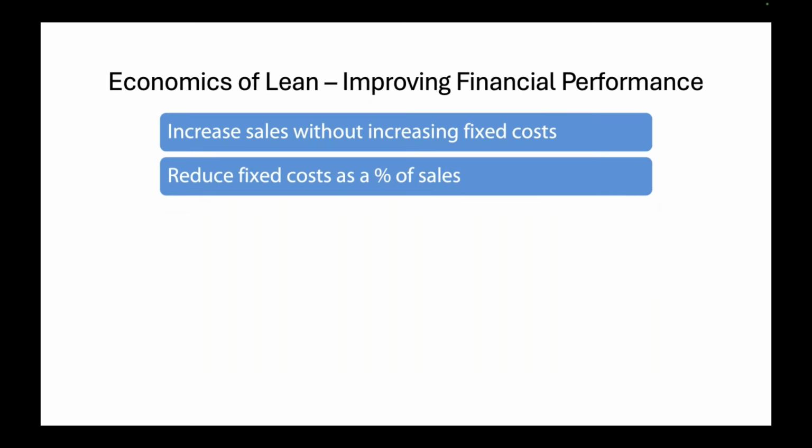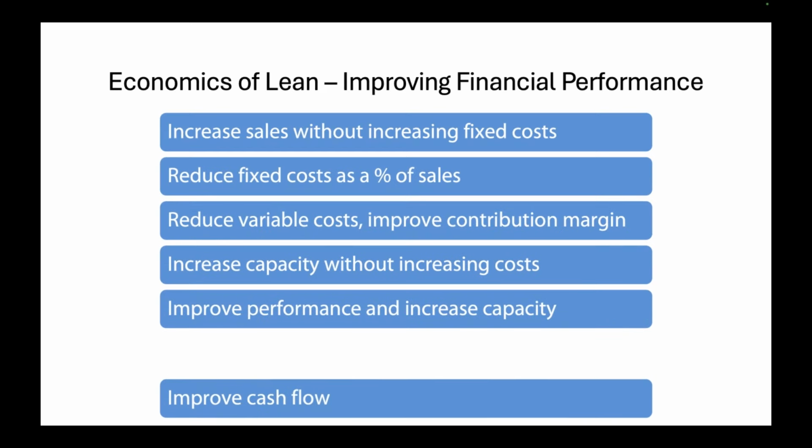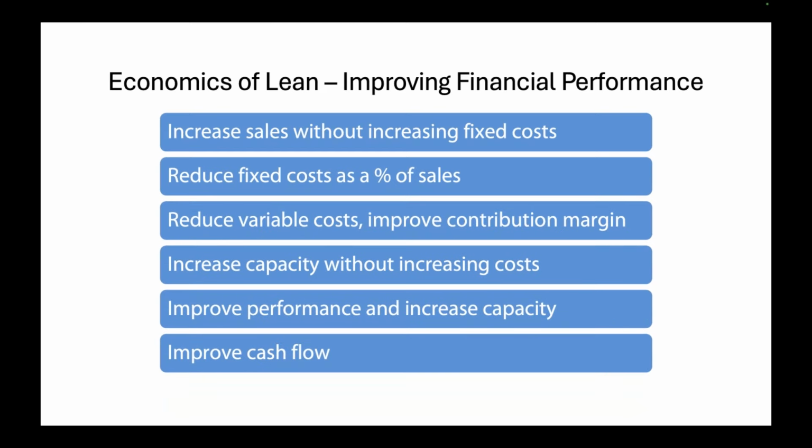What can you do? Improve financial performance. Remember, continuous improvement drives financial improvement. It's not the other way around. This whole idea of what I call financial engineering, where you set financial targets and tell people they've got to make the targets, doesn't work in a lean company. It's the other way around.